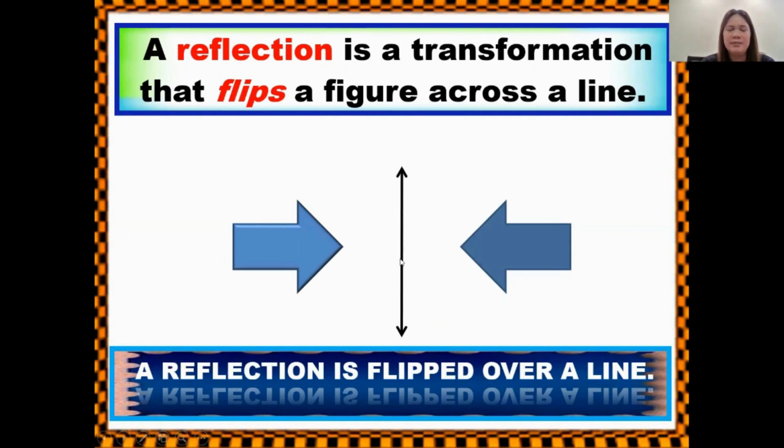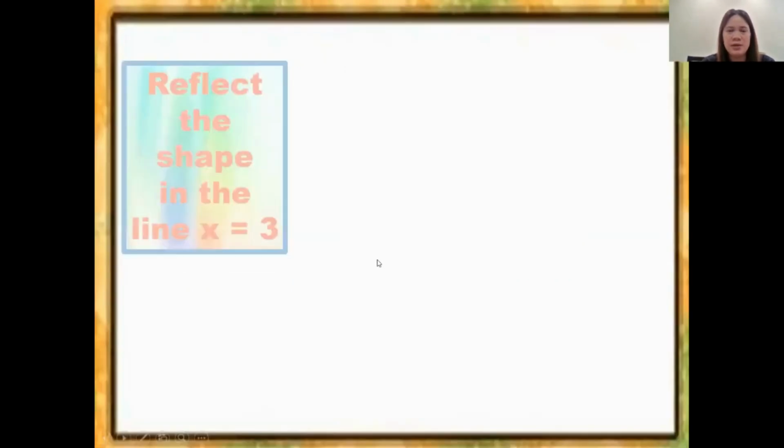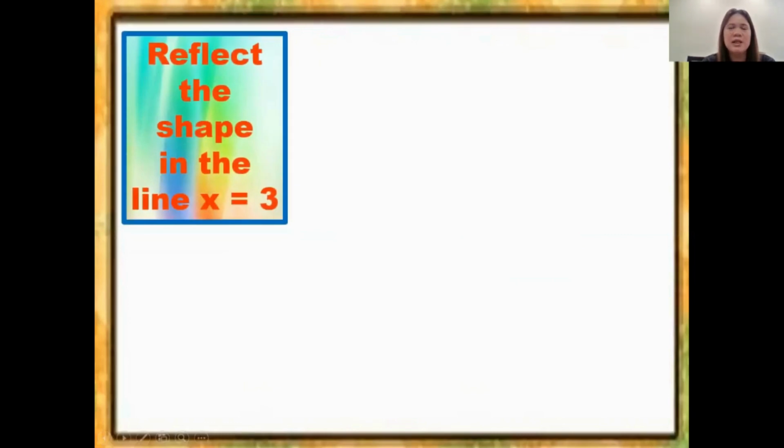The line divides the shape into two equal parts. Each point from this shape is the same distance from the mirror line as the corresponding point on the other shape. So this corner here is the same distance to the mirror line as the other shape. I'm going to give examples on how we are going to reflect the shape given the equation of the line.